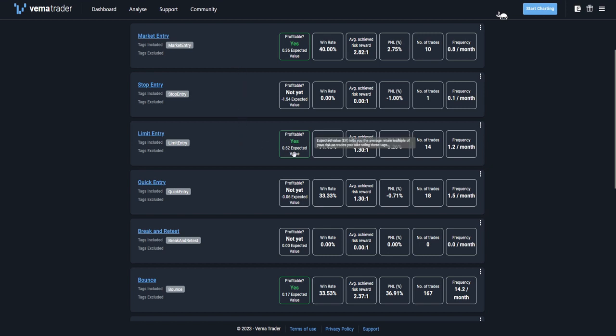The limit entries, 0.52 expected value over 14 trades. Fantastic, right? 0.52 is a great expected value. So every time this guy takes a trade for 1% account risk, he can expect to make 0.5% on his account. That is awesome, right?